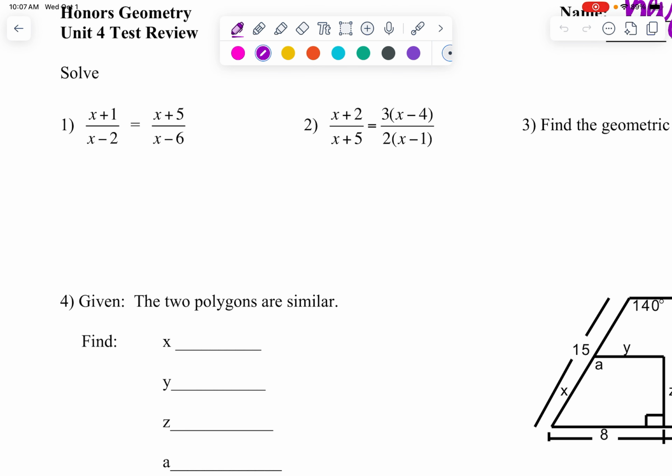So clearly these first two questions are just proportions, right? So we're just practicing our algebra basically. All right, so I'm going to cross multiply. Remember, it doesn't matter which way you cross first, right, as long as that equal sign goes in the middle.